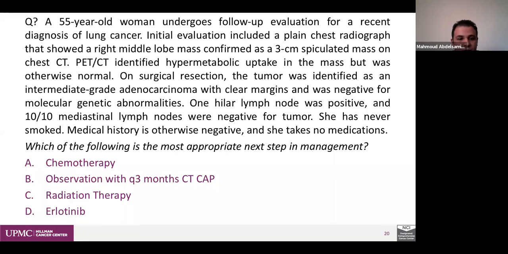She has never smoked, medical history is otherwise negative, and she takes no medication. Which of the following is the most appropriate next step in management? I think what it tries to tell you was negative for molecular genetic abnormalities. So I think it would be radiation therapy.